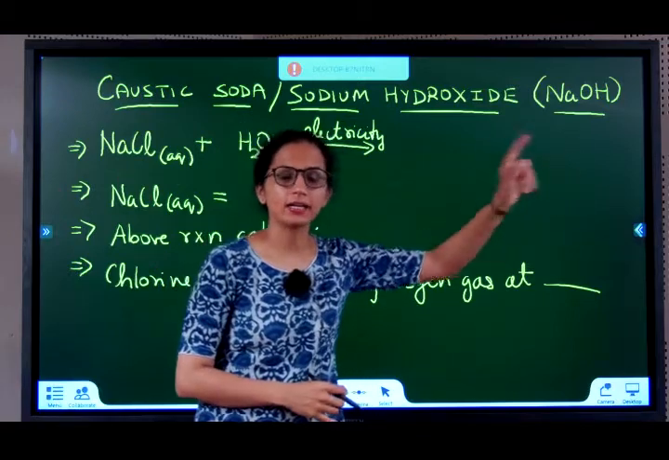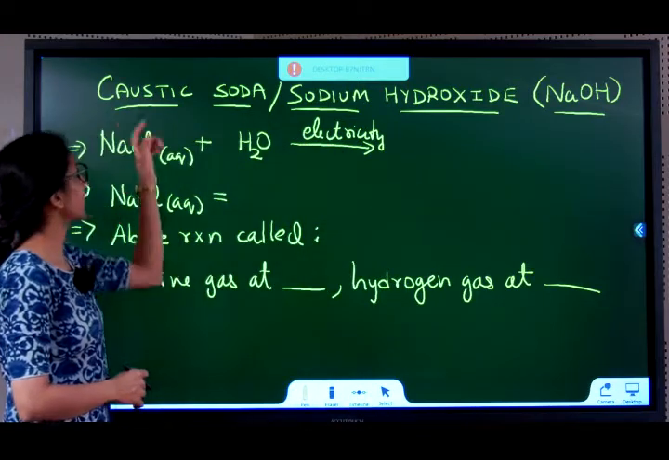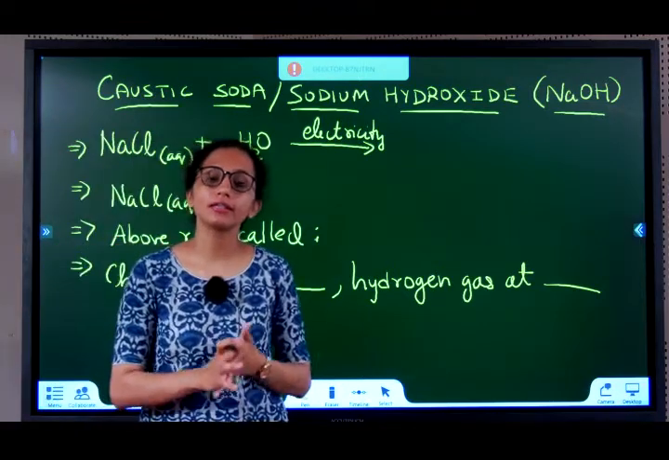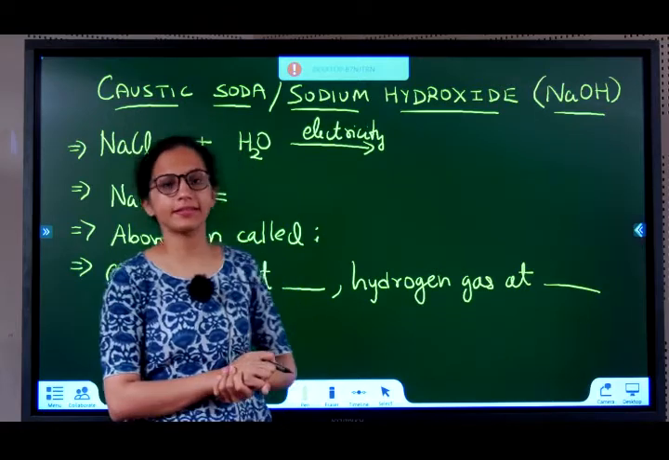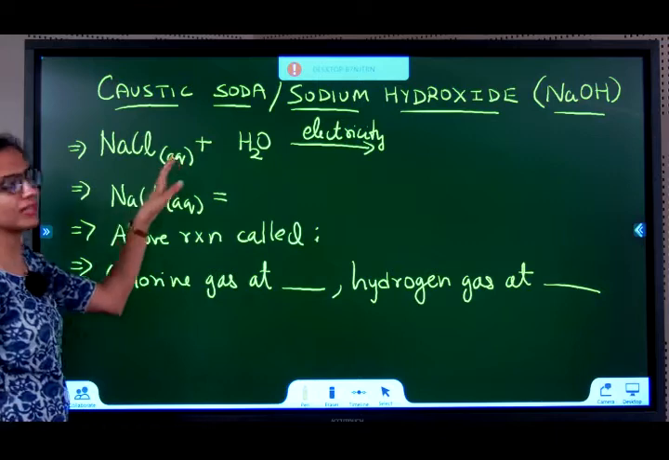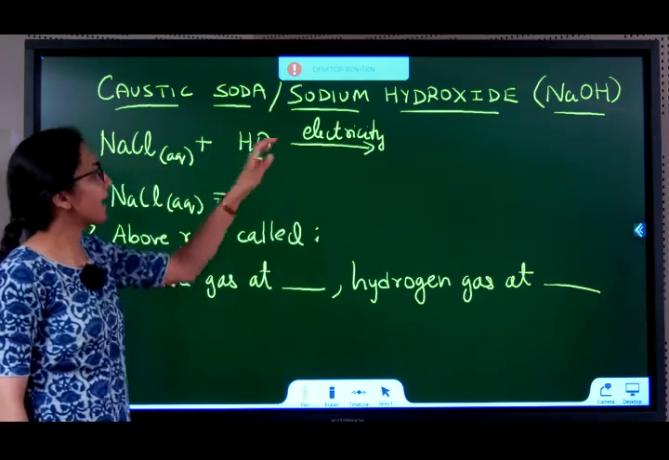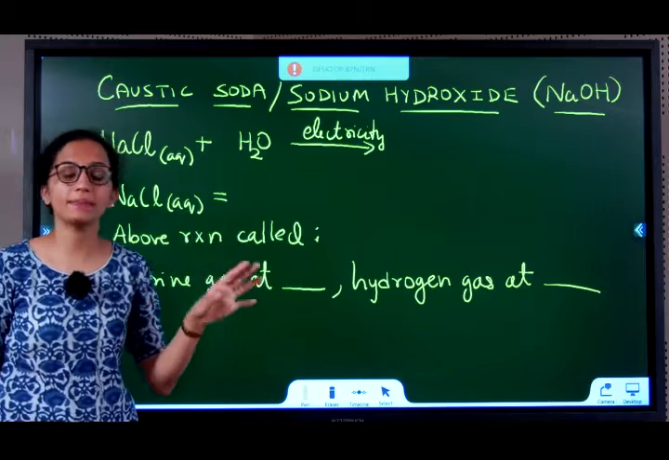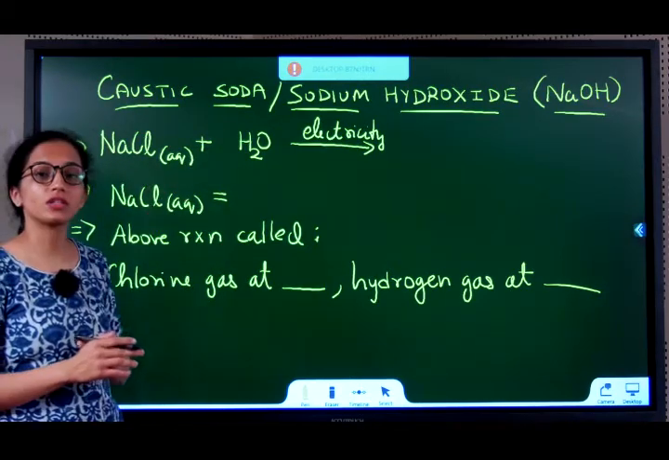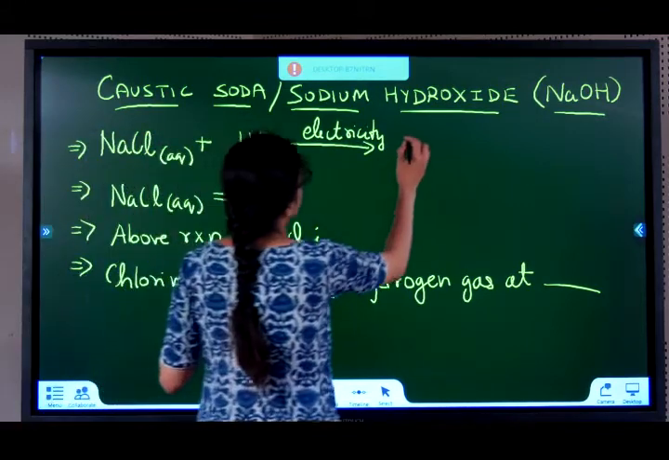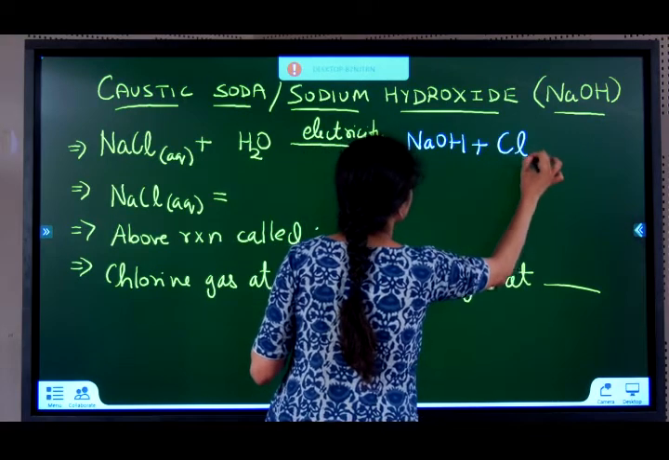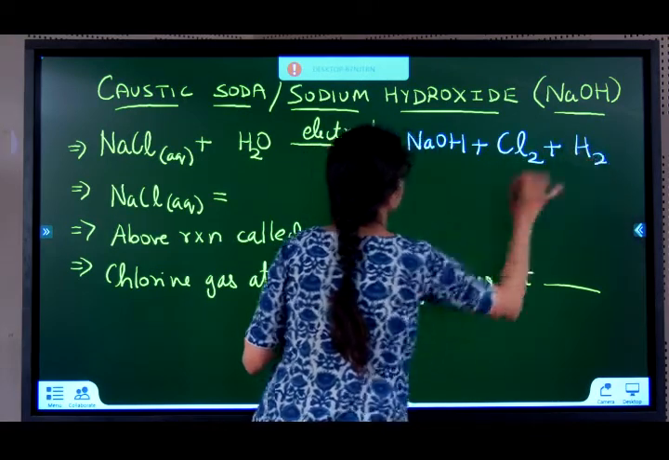Sodium hydroxide. The common name of sodium hydroxide is caustic soda. As we saw in the previous salt, it is derived from sodium chloride itself. So now we have sodium chloride over here. Take the aqueous solution of sodium chloride. Pass electricity through it. So what is happening? Electrolysis. Agreed? So upon passing electricity through it, you will see that sodium hydroxide is formed along with the liberation of Cl2 and H2 gas.